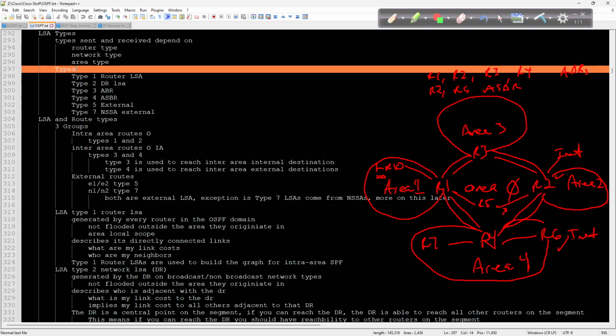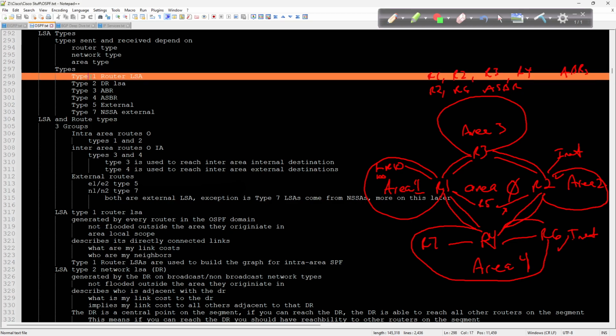These are specifically going to be the LSAs. So we have type 1 router LSA, which is going to be a directly connected interface on a router. So this guy right here. This is going to be a type 1 LSA. This will be a type 1 LSA.